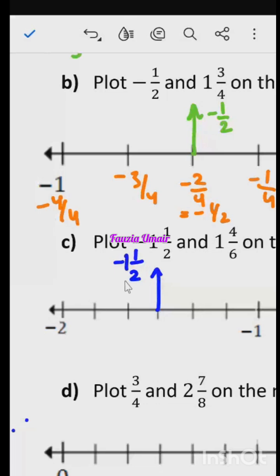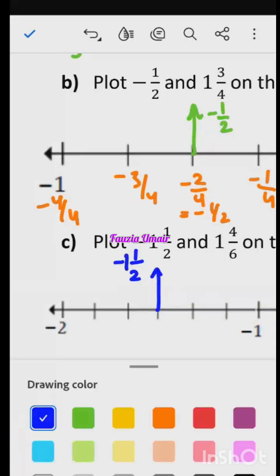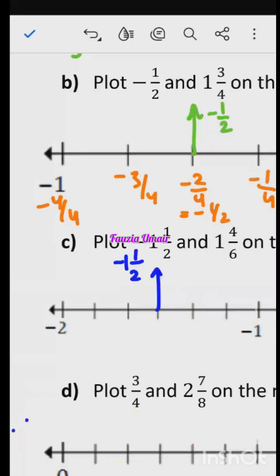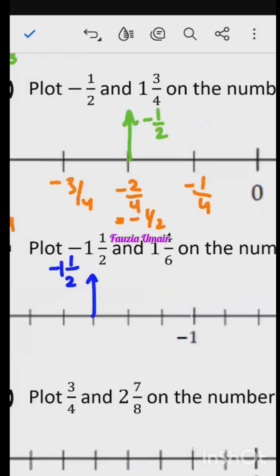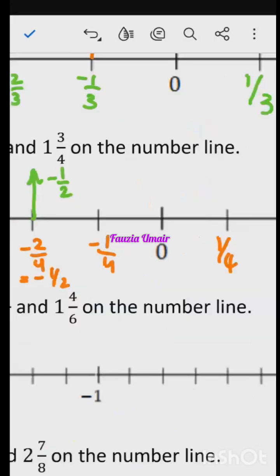Right? This is minus 1 whole 1 by 2. So now 1 whole 4 by 6. Somebody else. I know 1 whole 4 by 6 is between 1 and 2. So this is the position. 1 whole 4 by 6 would be where? Somebody else, please.